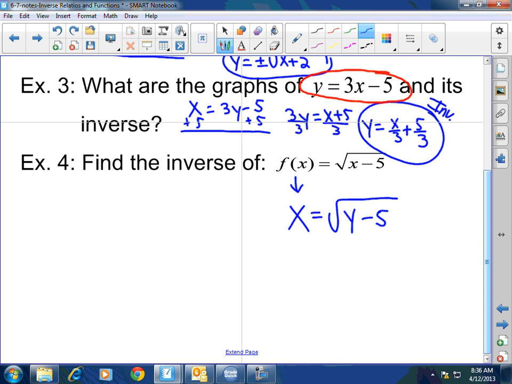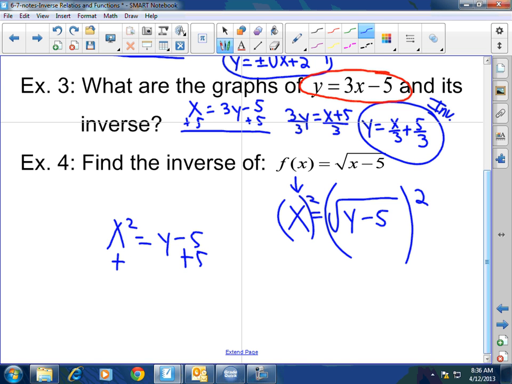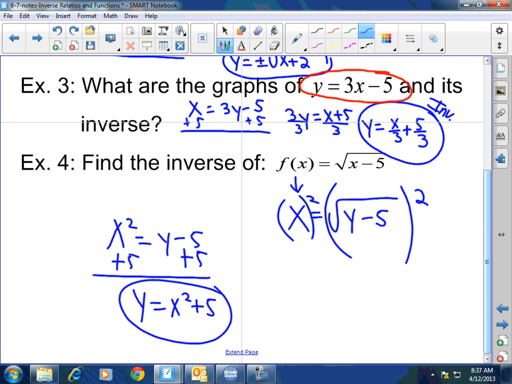How do I get rid of that square root, gentlemen? Very good. Square both sides. So I'm going to have x squared equals y minus 5. Add 5 to both sides. Boom. Y equals x squared plus 5. And that's a parabola. And this is accurate because it makes sense that a parabola is the inverse of a square root. Okay? Is that clear, guys?